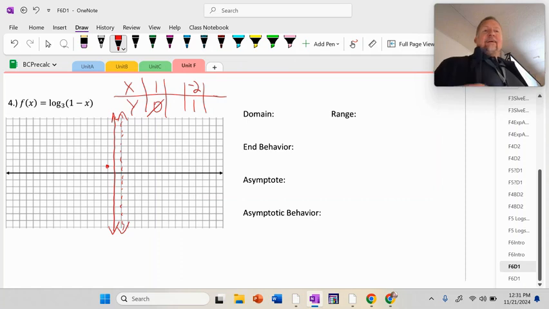And then how do I get 9? What do I have to plug in there? -8. I want nice numbers. 1 minus -8 is 9. Log base 3 of 9 is 2. So -8, 1, 2, 3, 4, 5, 6, 7, 8, comma 2.